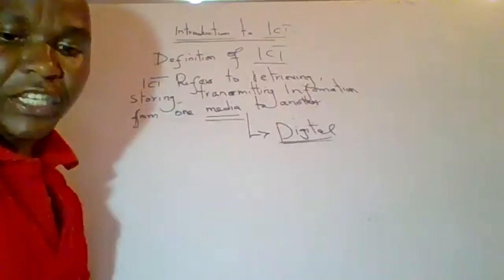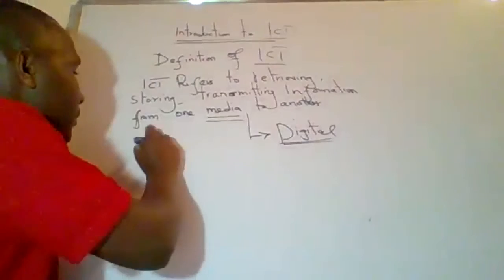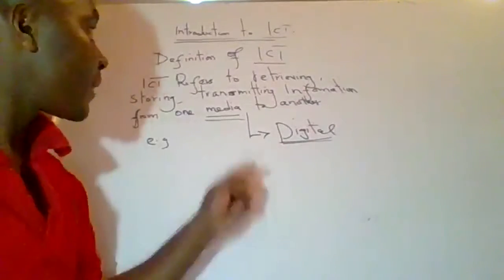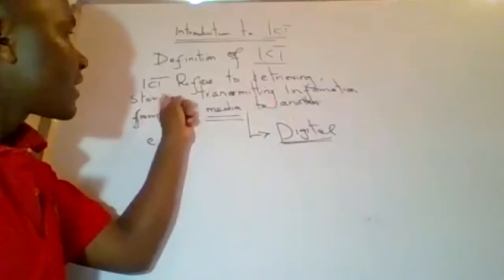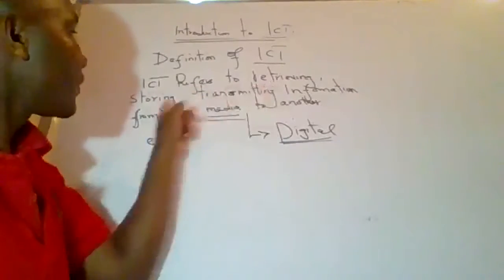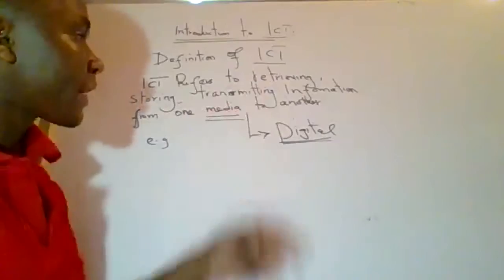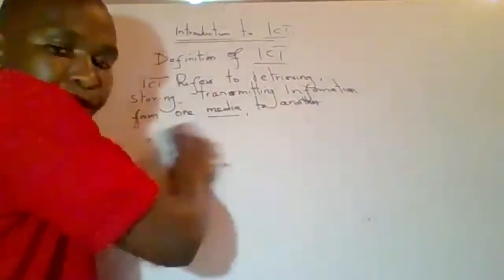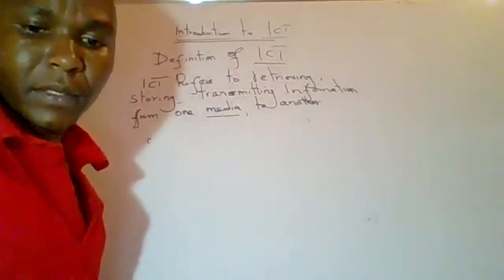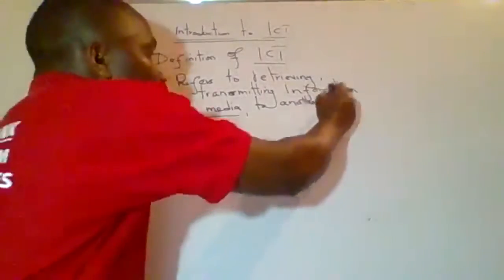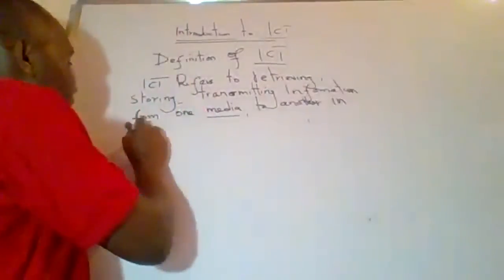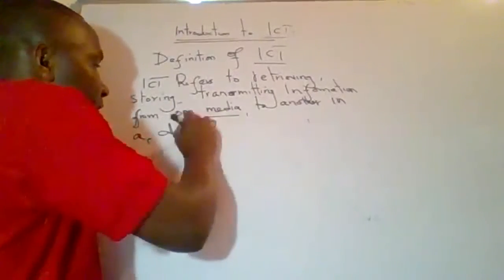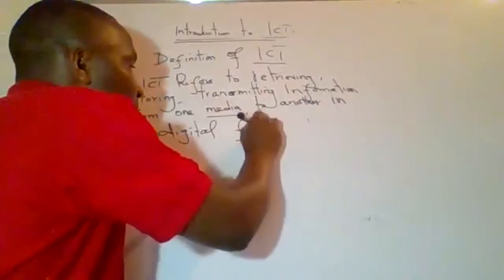Unataka kwanza uandike e.g. Umeandika hapa, umesema, it refers to the retrieving, storing, transmitting information from one media to another. Let me say it through, same in a digital flow.